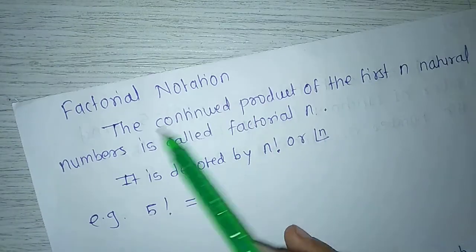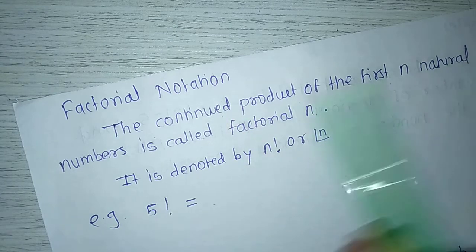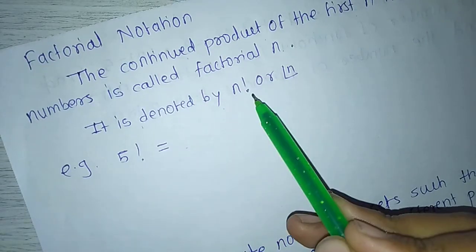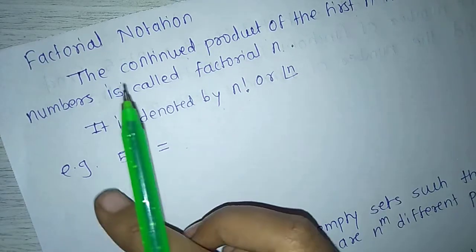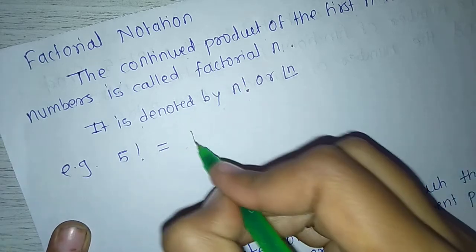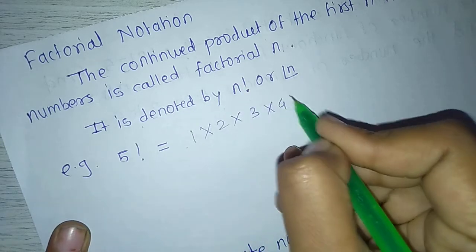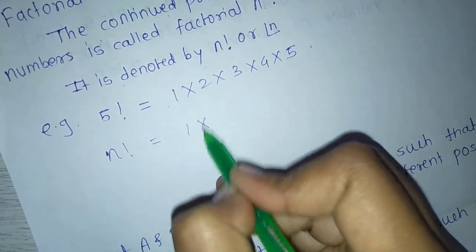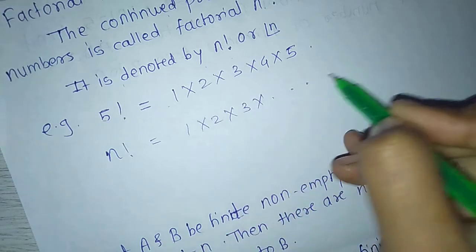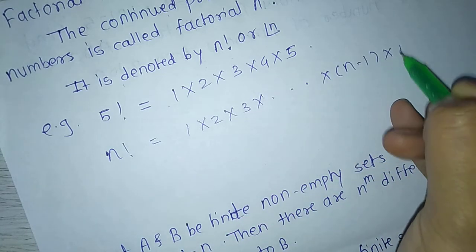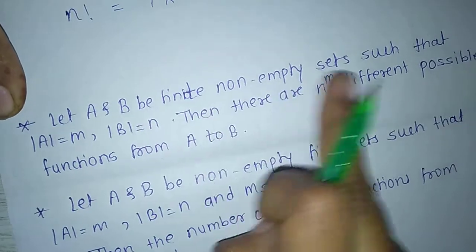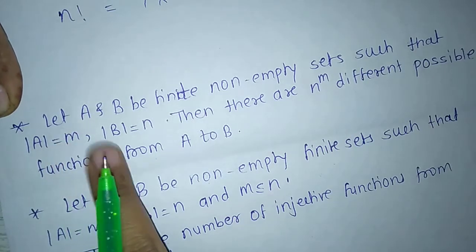Next, factorial notation. The continued product of the first n natural numbers is called factorial n. It is denoted by n factorial or gamma of n. For example, 5 factorial equal to 1 into 2 into 3 into 4 into 5. In general, n factorial equal to 1 into 2 into 3 and so on into n minus 1 into n.